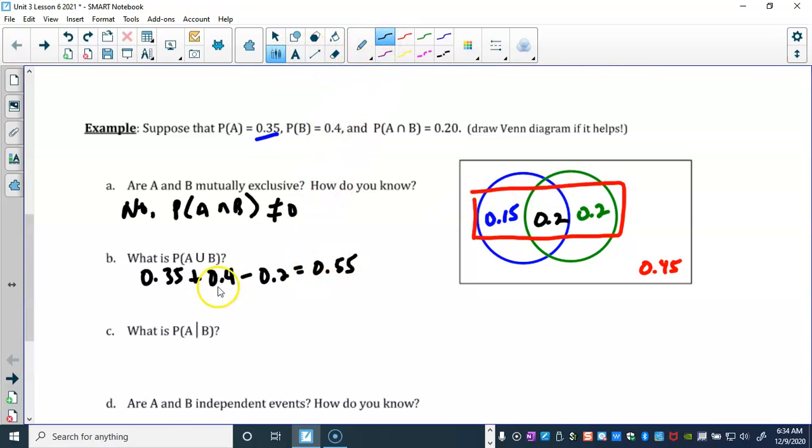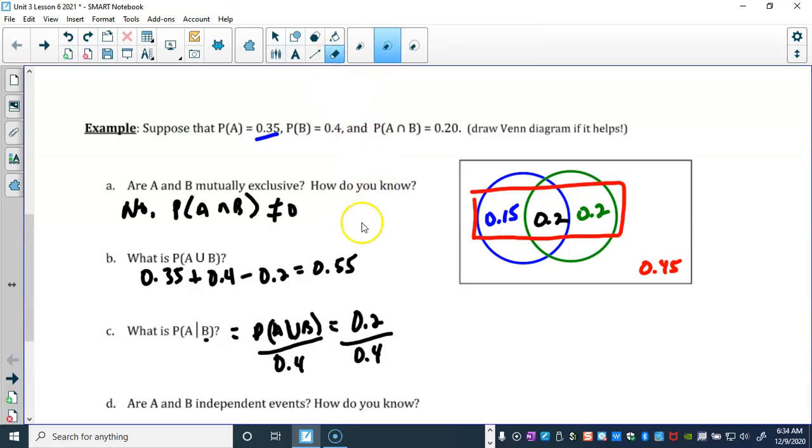So for our conditional probability, the probability of A and B was 0.2 divided by the given, which is B again, 0.4. And I'm getting that because that's the probability of B. And it's 0.5.